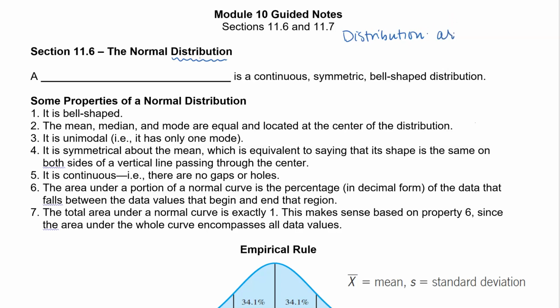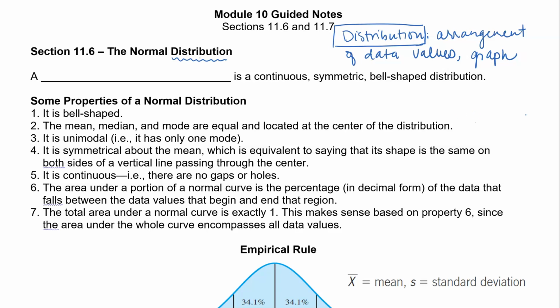A distribution is just an arrangement of data values. Data values are like numbers that you might collect. Maybe you take a survey and you collect the answers to that survey and you have a data set. An arrangement of data values. You could also think of it as a graph. Okay, so a picture of this arrangement.